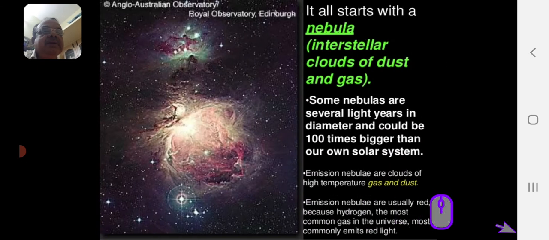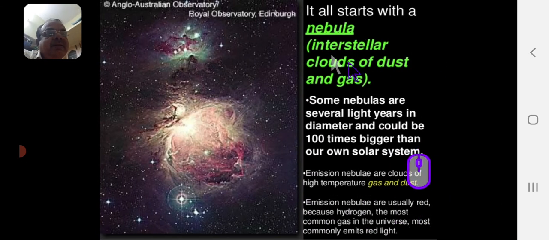Okay. So here, how does the birth of stars take place? The birth of a star starts with a nebula. Nebula means interstellar clouds of dust and gas. Nebulas are several light years in diameter and could be 100 times bigger than our own solar system. Okay.